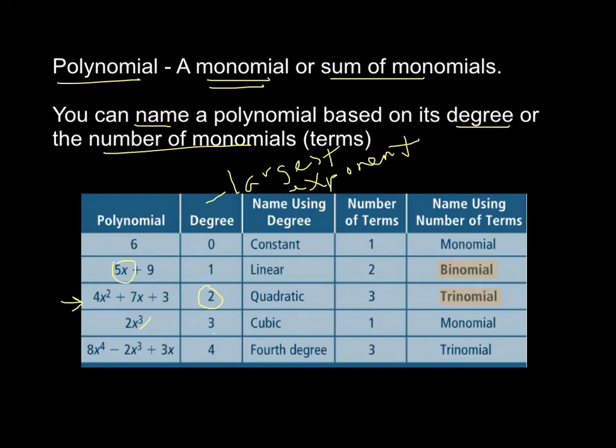And the last one we have in our chart is 8x to the 4th minus 2x cubed plus 3x. So the largest exponent is that 4, so it is a 4th degree. Once we get past the cubic, we really don't have a specific name for them, so we just call it what it is. If it was x to the 5th, we'd call it a 5th degree. If it was x to the 9th, we'd call it a 9th degree. There are again 3 terms, so we have a trinomial. If we get anything beyond 3 terms, we just call it a polynomial. We don't really have specific names past 3, so anything over 3 terms, we would just call a polynomial.